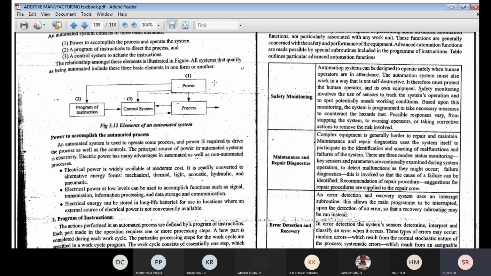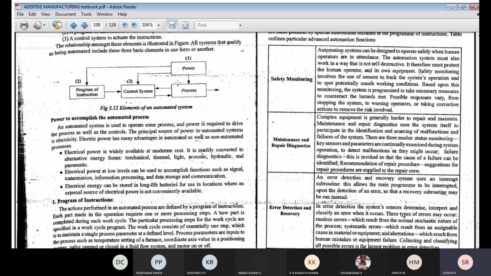The first one is power, which is required. Electric power is widely available at moderate cost, as we know, and it is readily converted to alternate energy forms. So we can convert this electrical energy into any number of different energies. It may be mechanical energy for running the machines, thermal energy, light energy, hydraulic energy, or pneumatic energy. We get the electric power so that it can be converted for any of the processes over here.